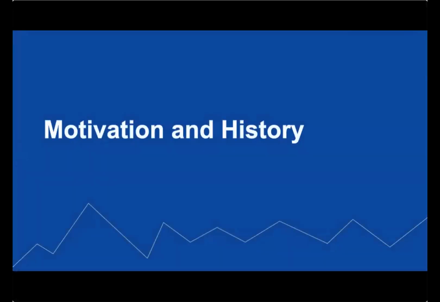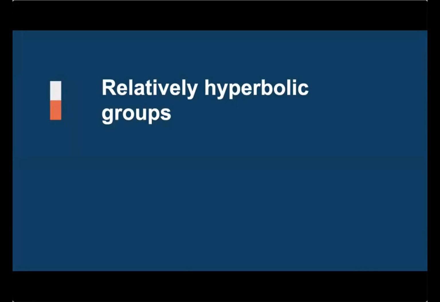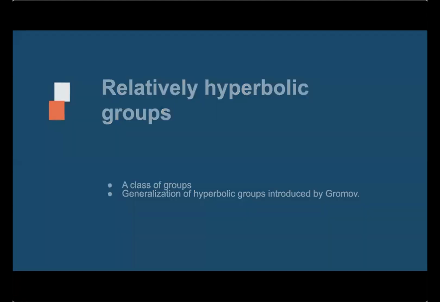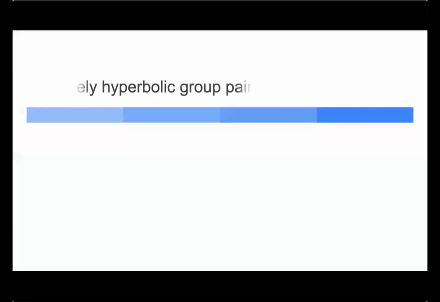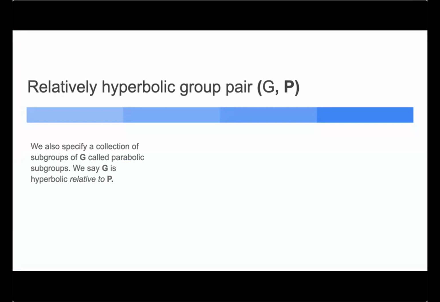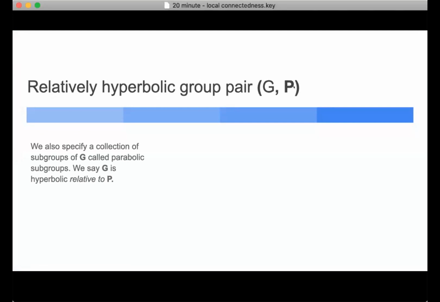Let me talk a little bit about the motivation and history of this problem so that we see it in some context. Relatively hyperbolic groups are widely studied in geometric group theory. They are a generalization of hyperbolic groups introduced by Gromov in his highly influential work from 1987. In this talk, I will not give a definition of a relatively hyperbolic group pair. I will just indicate that we talk about some special collection of subgroups of the group G, which is occupying the second slot.